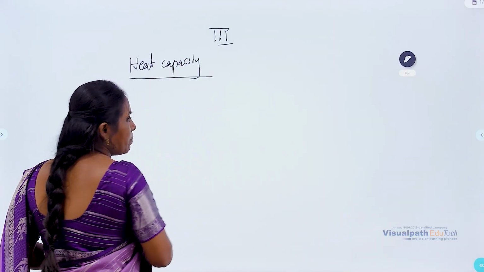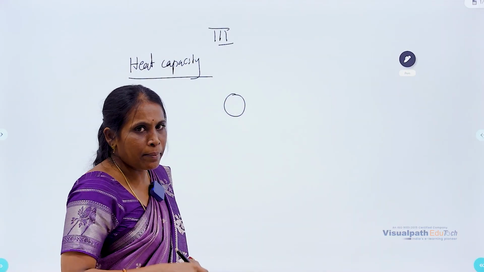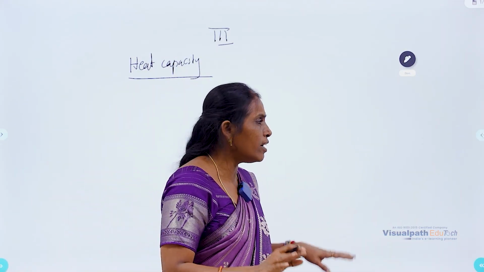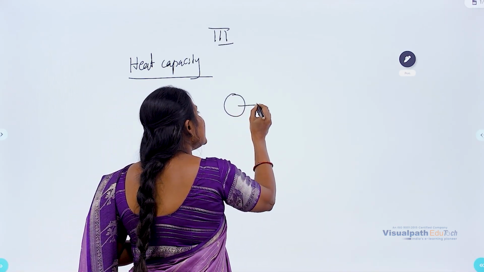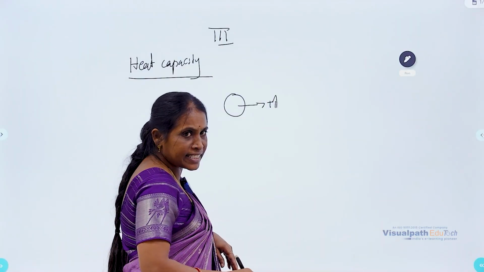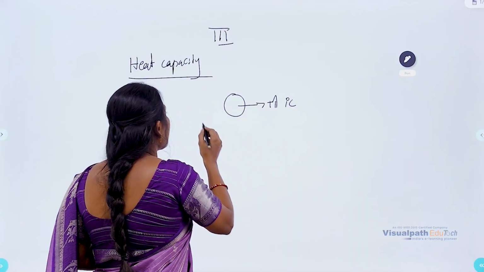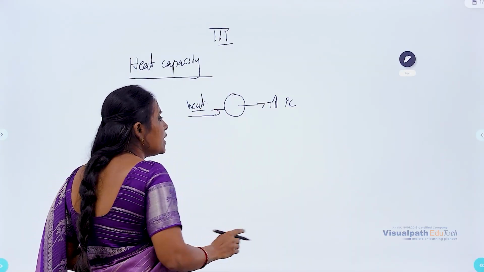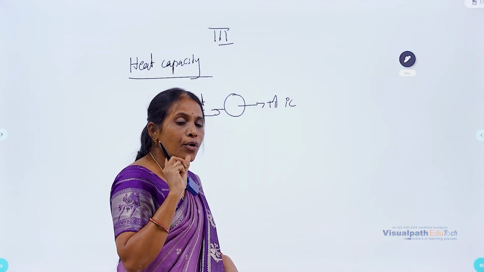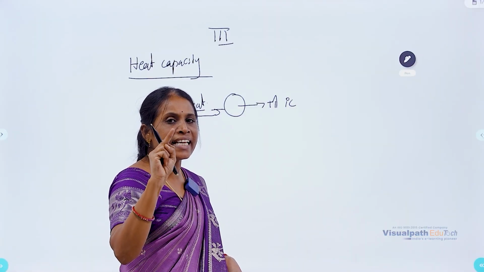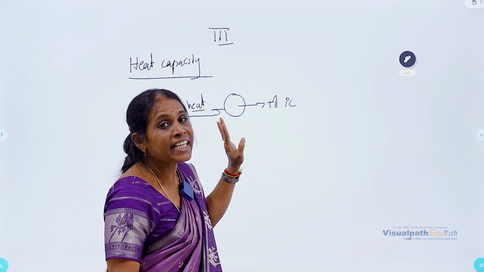Heat capacity means we take one solid, for example palladium or scandium, any solid. In this solid we increase the temperature by 1 degree centigrade, by supplying heat. The minimum amount of heat required to raise the temperature of a solid by 1 degree centigrade is known as the heat capacity.